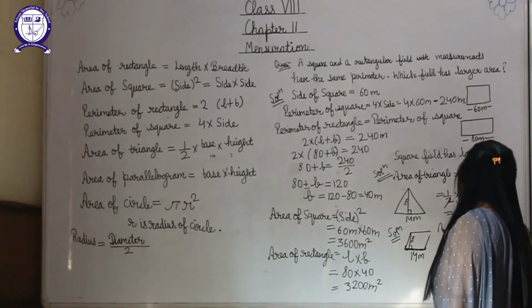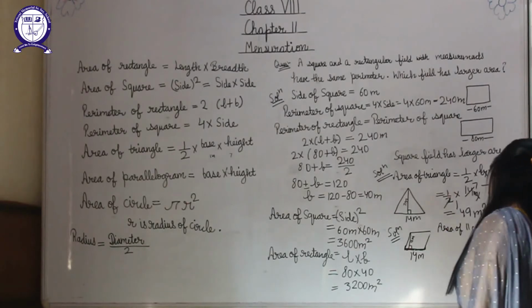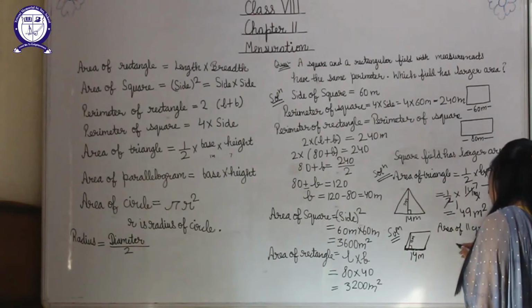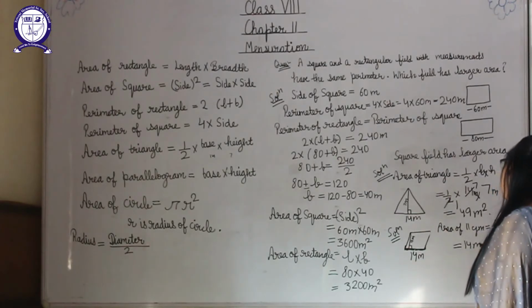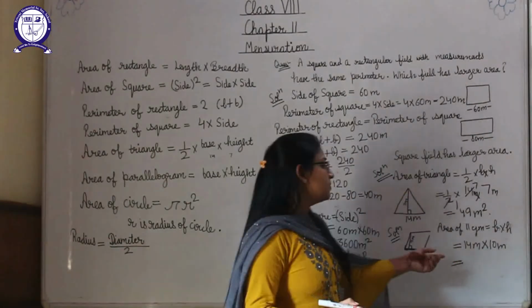Now we know that the area of a parallelogram is equal to base into height. Now students, what is the base here? The base is 14 meters and what is the height? The height is 10 meters. So what will be the answer? 14 multiply 10. So what will be the answer, students?